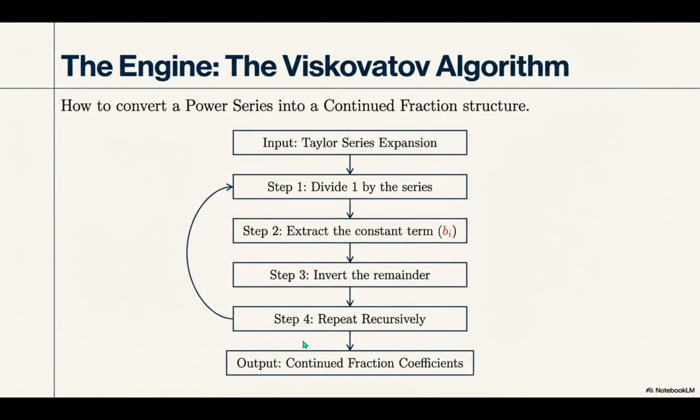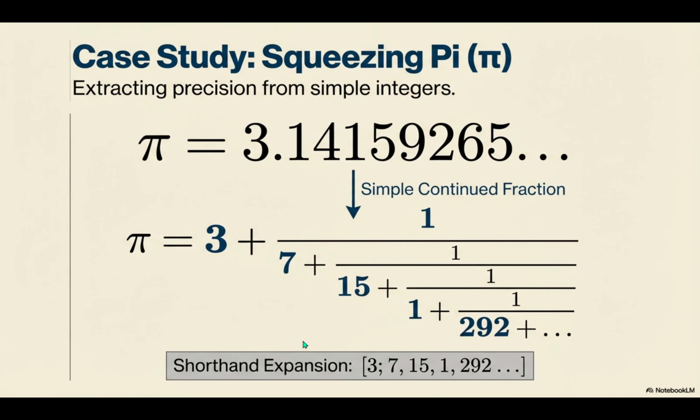You're re-architecting the information. Okay, so we have the theory, we have the staircase, but we need to make this concrete. And the source material uses probably the most famous number in the world to prove why this works. We're talking about pi. Pi is the ultimate testing ground. It's infinite, it's non-repeating, and it's notoriously hard to pin down with simple numbers. So let's look at this case study.